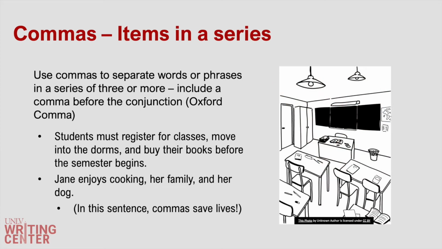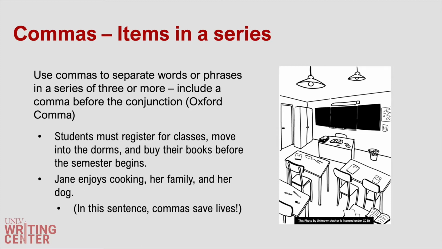When you have a list or a set of items in a series, use commas to separate 3 or more words or phrases. The final comma, used before a conjunction, is known as the Oxford comma. Here are some examples of how to use commas in a series. Students must register for classes, move into the dorms, and buy their books before the semester begins.